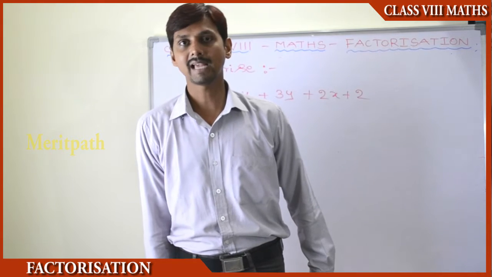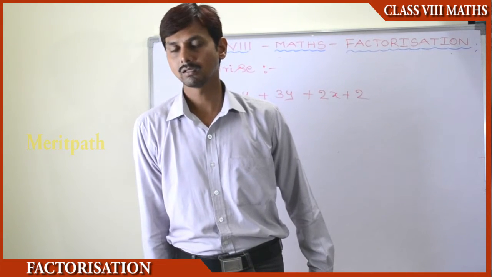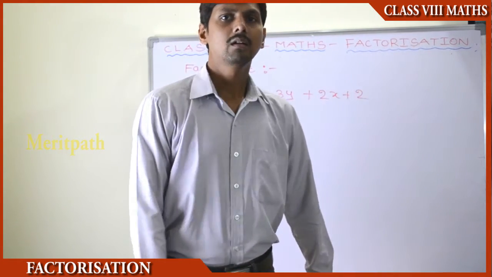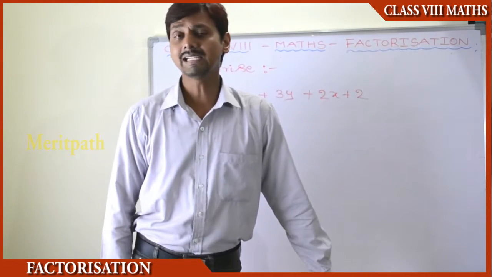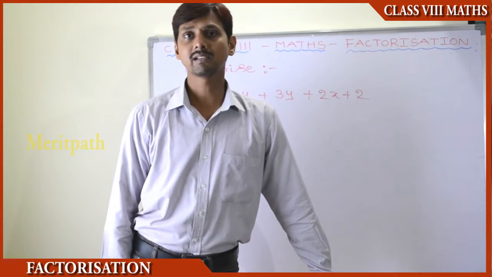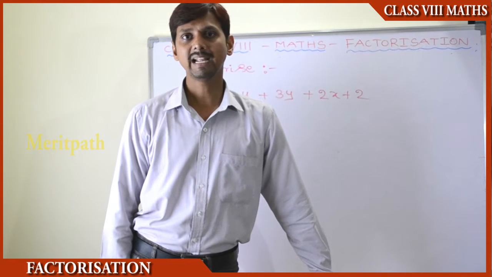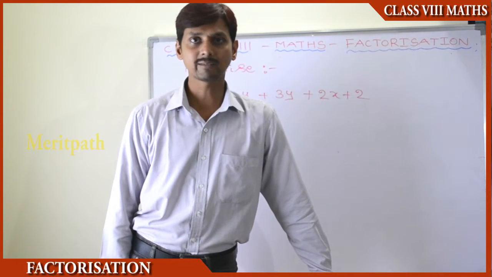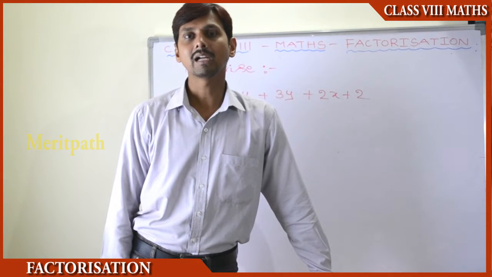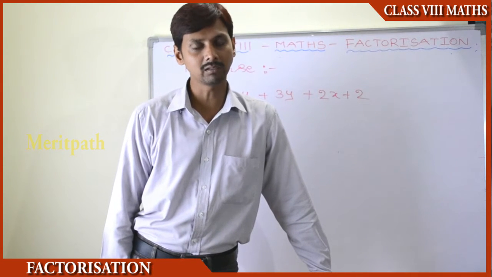An expression which is having one variable. The example we have taken is 10x cubed minus 14x squared plus 18x. For this expression we have factorized. In this expression there is only one variable.